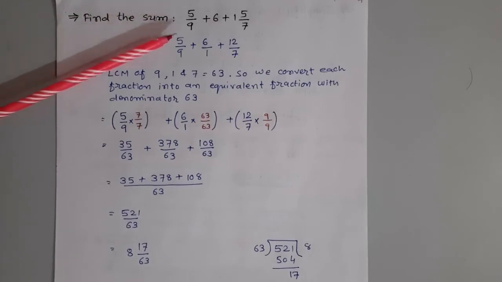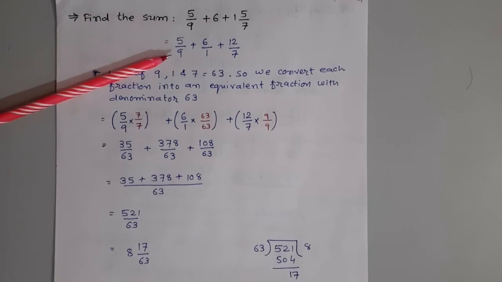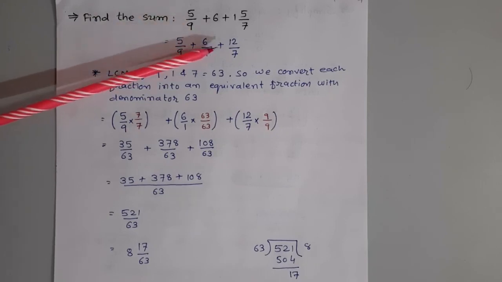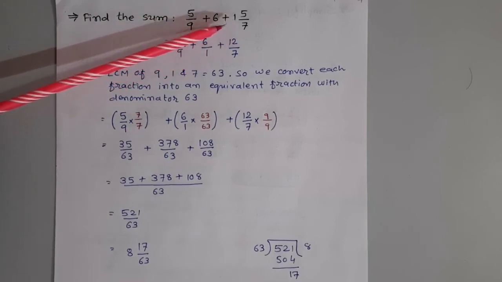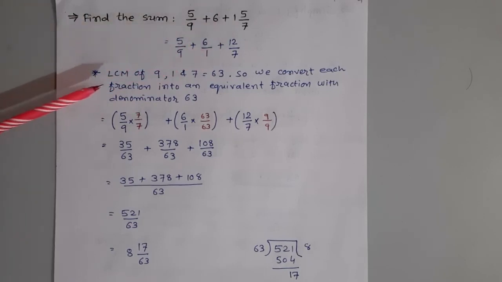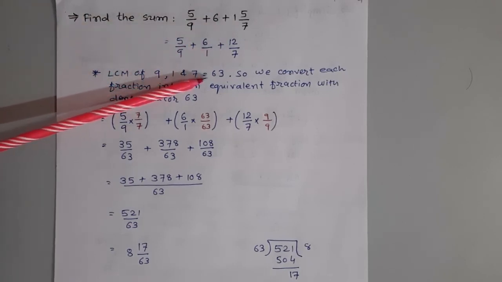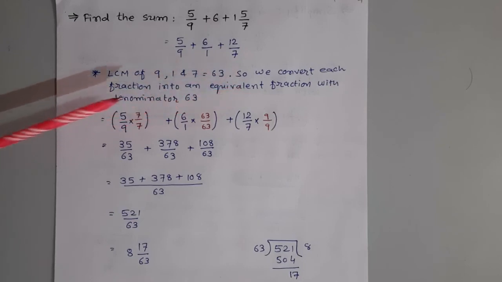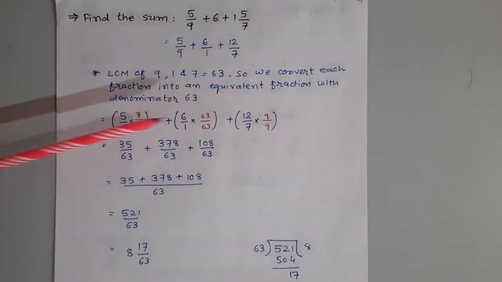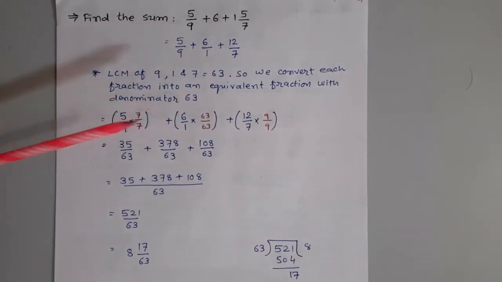Find the sum 5 upon 9 plus 6 plus 1 integer 5 upon 7. 5 upon 9 plus 6 upon 1 plus 7 ones are 7 plus 5, 12 upon 7. The LCM of 9, 1 and 7 is equal to 63. So we convert each fraction into an equivalent fraction with denominator 63.